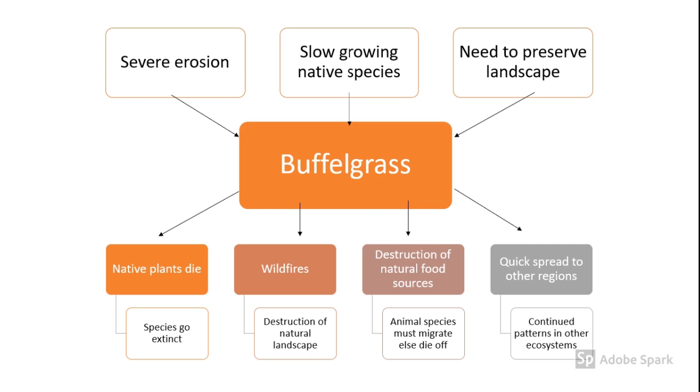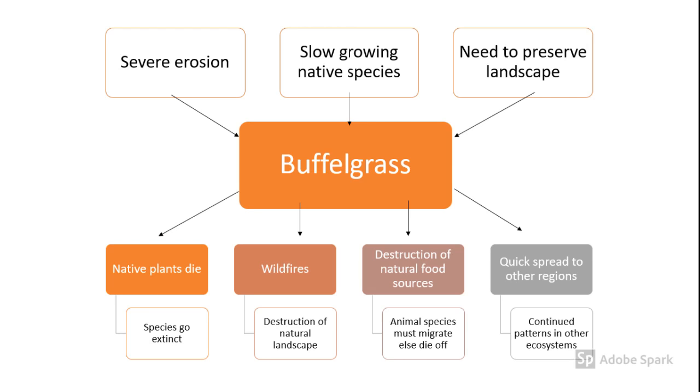So, here we have my systems theory analysis. Bufflegrass was brought in due to severe erosion that was brought on by urban development, which caused changes to the natural desert landscape. The native plant species do not grow quickly enough or spread quickly enough to really adapt to that kind of change. So bufflegrass was brought in as a preventative measure for the erosion.